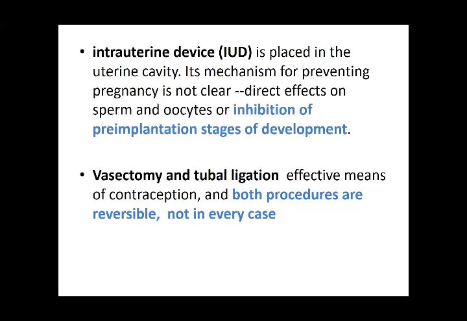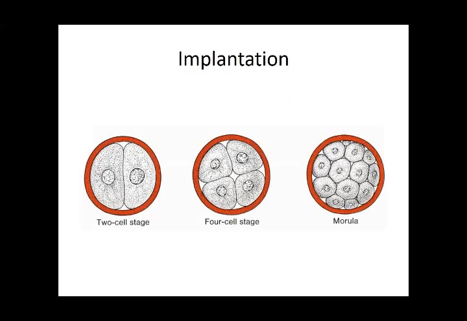Vasectomy and tubal ligation are both reversible, that is, either you tie up the fallopian tube or you tie up the vas deferens, and then you can even open them up again, and that leads to the normal process again. So this is the implantation. We'll talk about it next time.